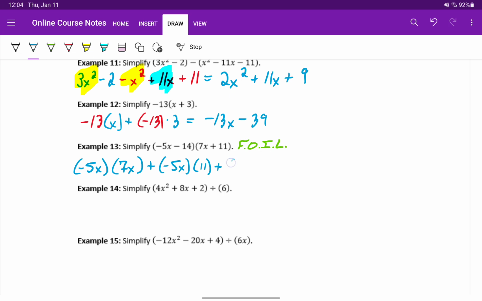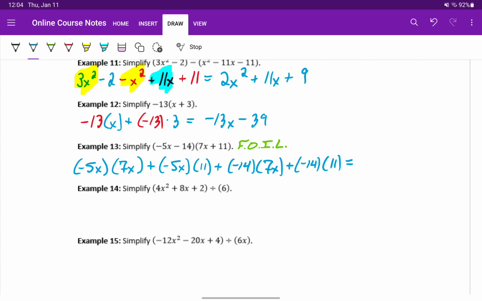the two inside terms, which in this case will be negative 14 and 7x. And then L is the last two terms. We'll take negative 14 times 11. Now we'll go term by term and just simplify each of those expressions by multiplying things together.